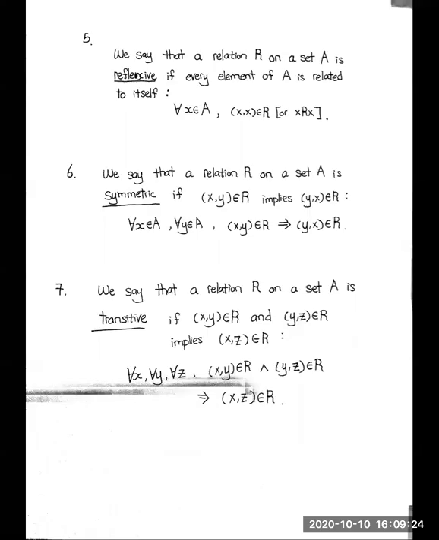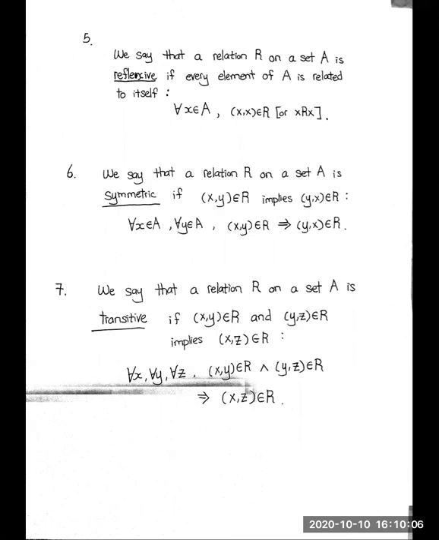Okay, now let's introduce more definitions from the lecture notes. We say that a relation R on a set A is reflexive if every element in A is related to itself. This is the math notation for for all X in A, (X, X) is in R. Or you can also write XRX. Then we say that a relation on a set A is symmetric if (X, Y) is in R implies that (Y, X) is in R. Similarly, we have transitive if (X, Y) is in R and (Y, Z) is in R implies that (X, Z) must be in R.